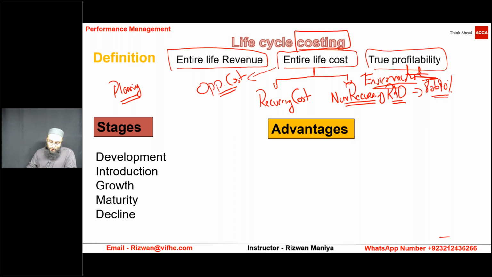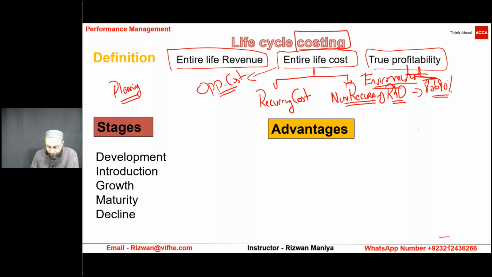As I mentioned, the basic definition is clear. When I say life cycle costing, you should keep in your mind: entire life revenues matched with entire life cost, to measure the true profitability. And the cost includes everything. Don't get confused in the paper. The examiner will try to cheat you. So don't get confused in the paper. Make sure you include all the costs when you're doing the calculation. But yes, not opportunity cost.